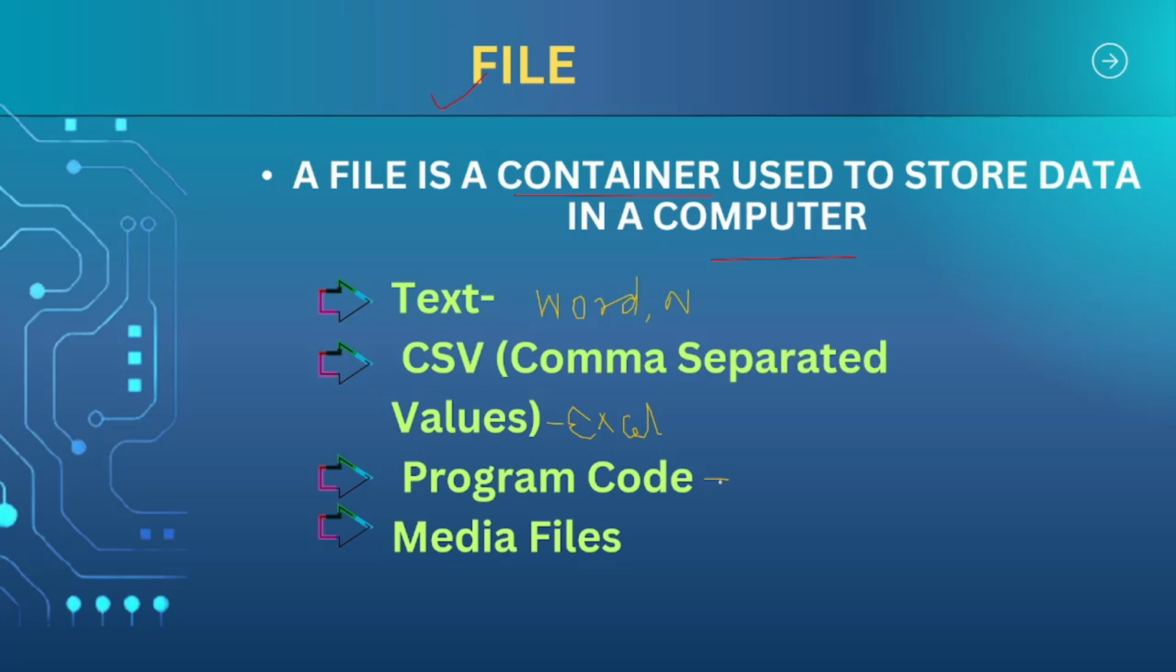Next one is program code. What are program code files? Python is also a program code. So that is an example of program code. And what are media files? Audio files and video files are examples of media files. So these are the questions and answers you have to mention when they ask what is the meaning of file and what are the types of file.